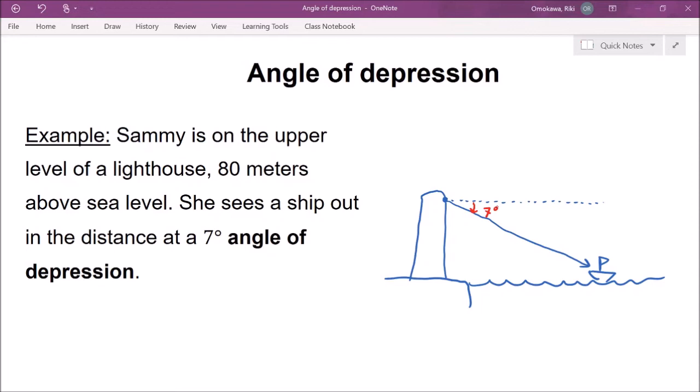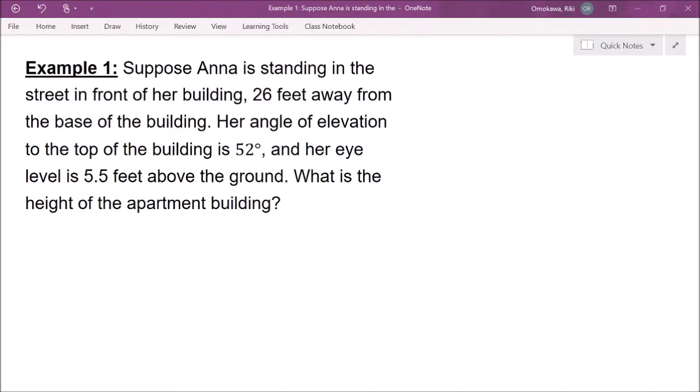So in this lesson, we're just going to do some problems that involve angles of elevation and depression, and we will find that they involve the SOHCAHTOA we've been working with. So here's our first example. It says, suppose Anna is standing in the street in front of her building, 26 feet away from the base of the building. Her angle of elevation to the top of the building is 52 degrees, and her eye level is 5.5 feet above the ground. What is the height of the apartment building?